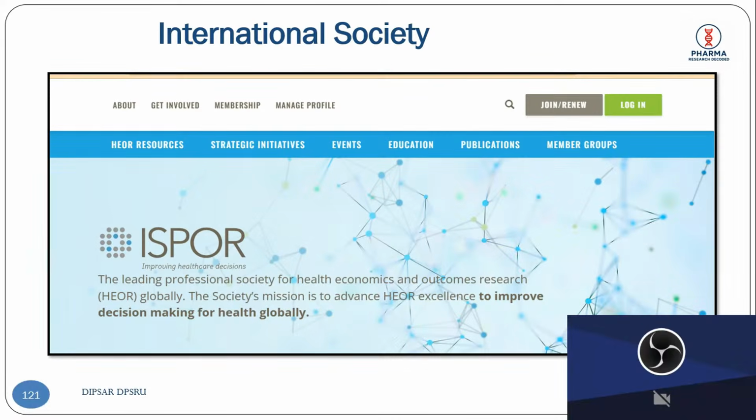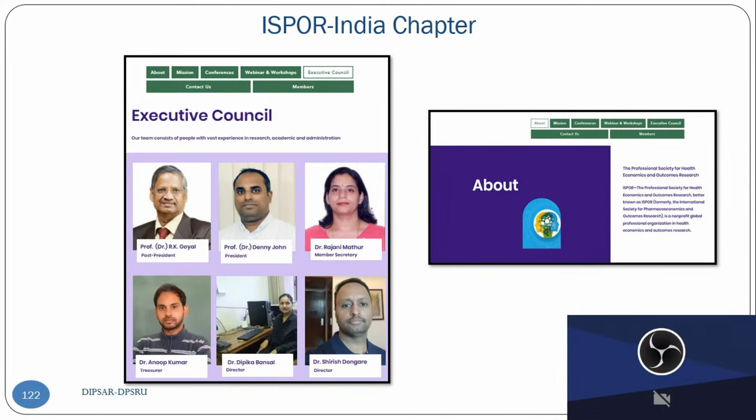So now, this is an international society, I hope everyone of you knows about it. ISPOR, right? ISPOR is the International Society for Pharmacoeconomics and Outcomes Research. ISPOR has recently released specific guidelines for India as well. If you have gone through it in a recent conference, you can get much more updates with respect to health economics and outcomes research on the ISPOR website. Many institutes in India are running chapters. Our institute is also running an ISPOR India chapter, right?